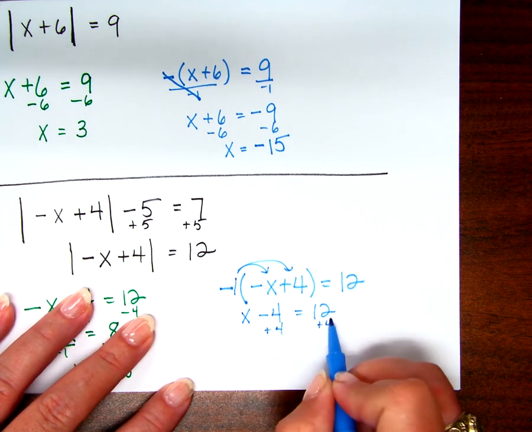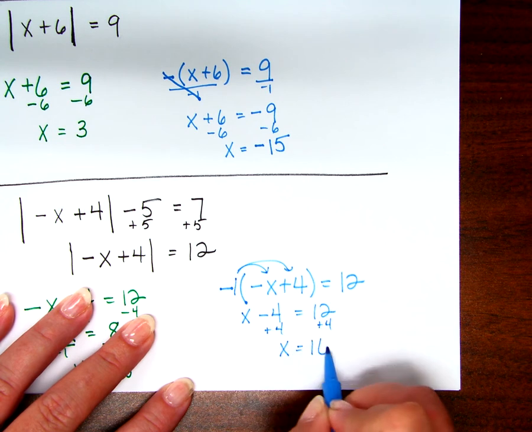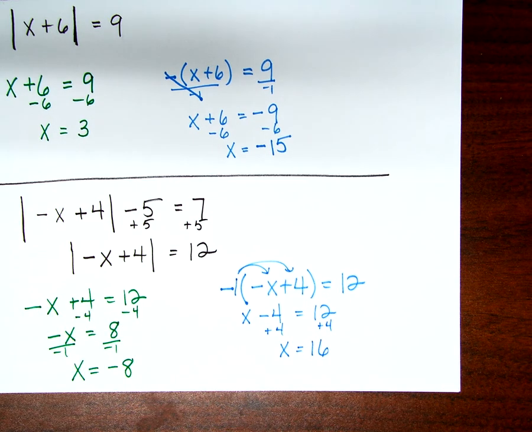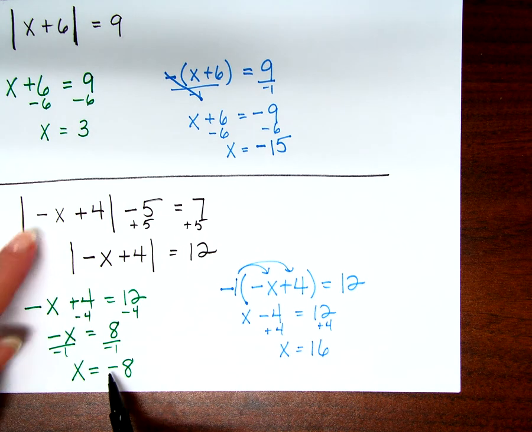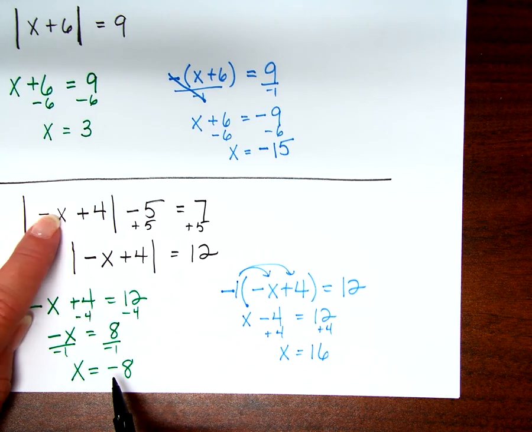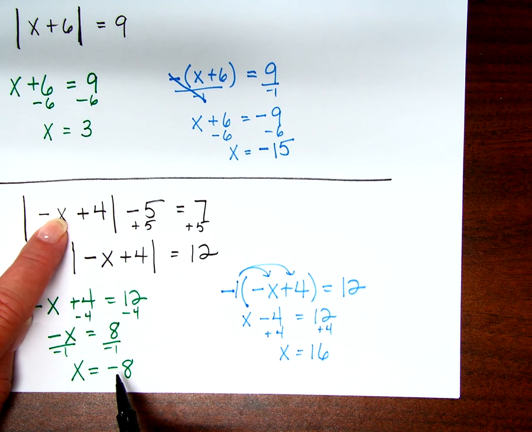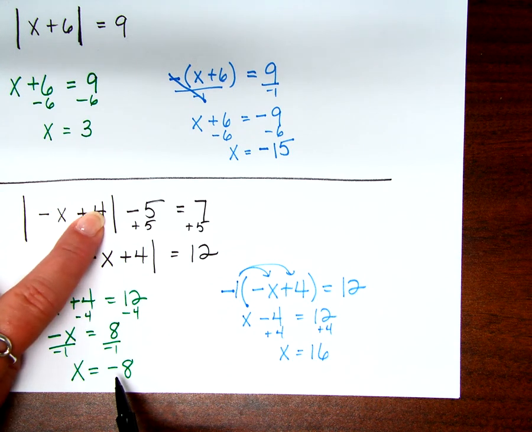Add 4 to both sides. X equals 16. Last step. Check. Okay. Negative 8, so negative 8 plus 4 is negative 4.